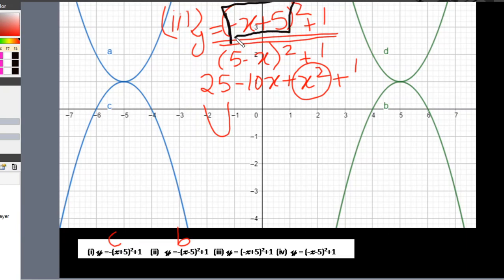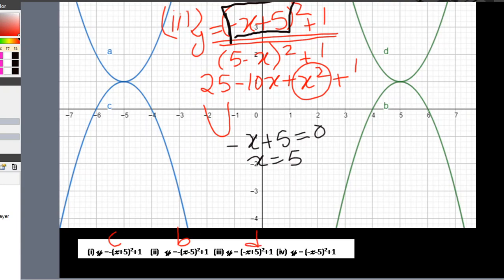Its root, or the value of x, will be where minus x plus 5 is equal to 0. So x equals 5. So it will move 5 units to the right and then it will go 1 unit up. So that is figure D.